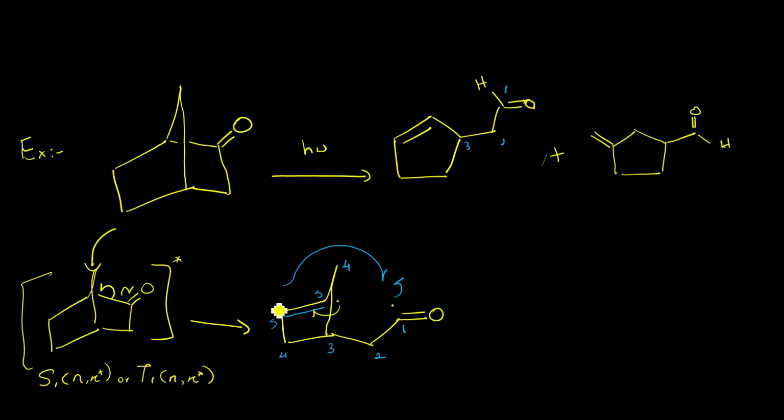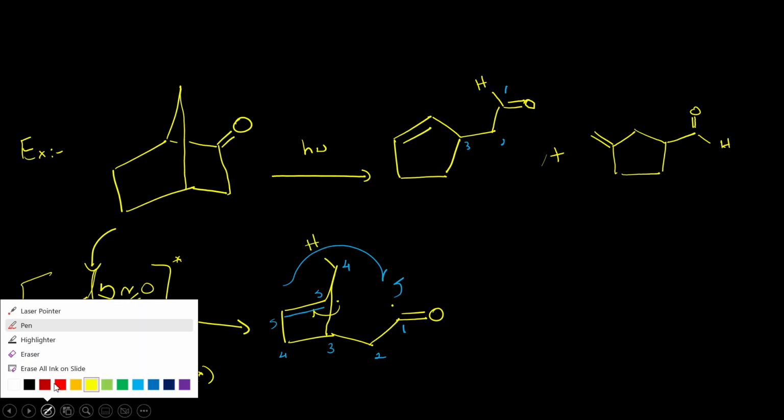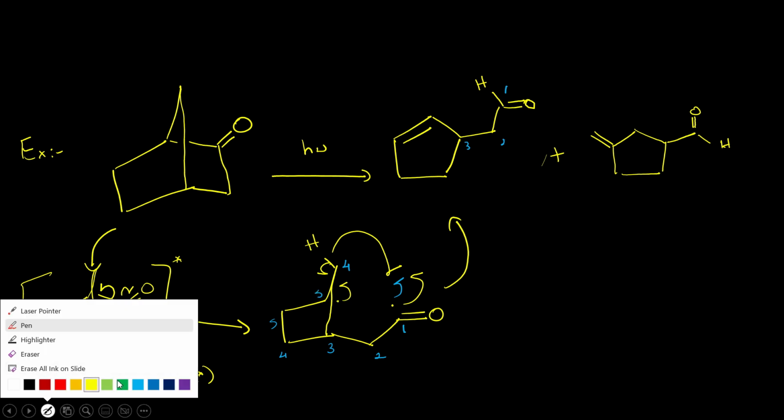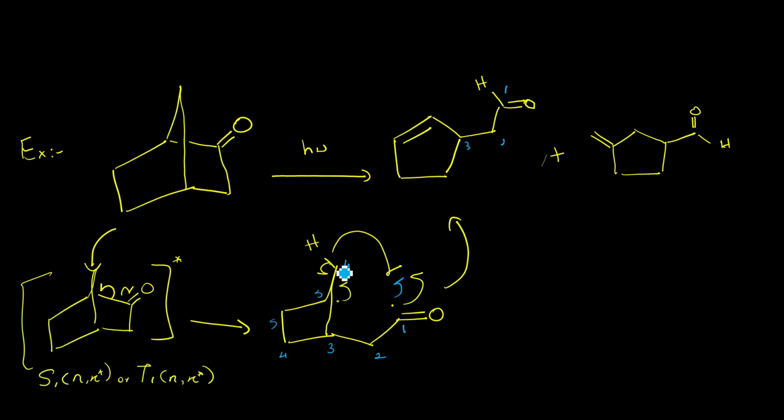So instead of removing this hydrogen, I'm going to remove a hydrogen from here. So here I'm going to remove this hydrogen, and now you can see we can obtain this product. 1, 2, 3. If I go through this way, the double bond is forming between this carbon and this carbon here in this position.